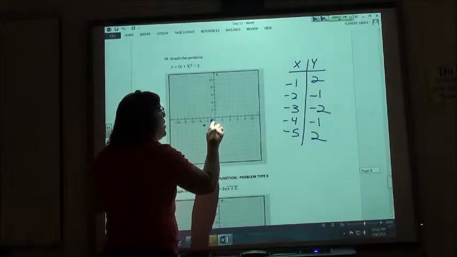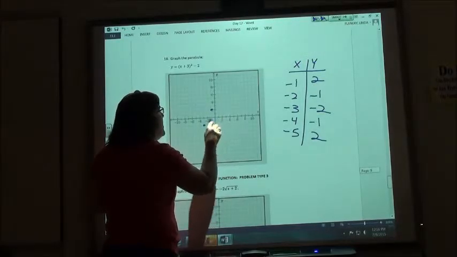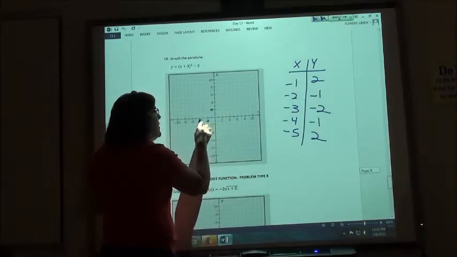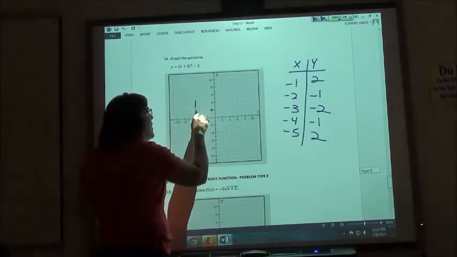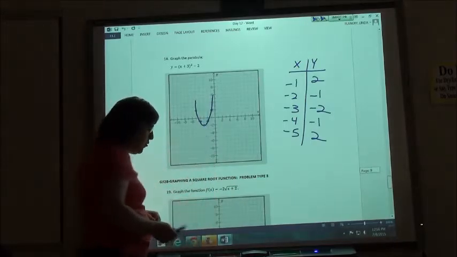So -1 is up to 2. -2 is at -1. -4 is at -1, and -5 is up to 2. And again, I've got my graph of my parabola.